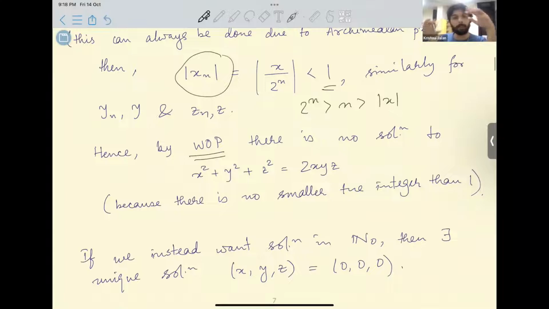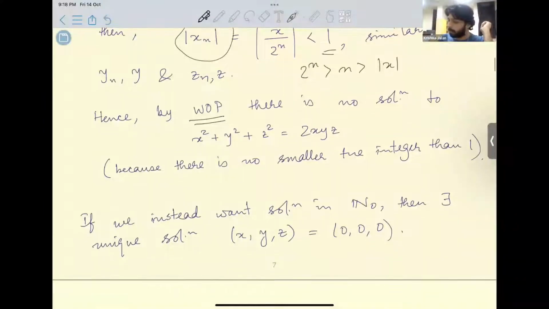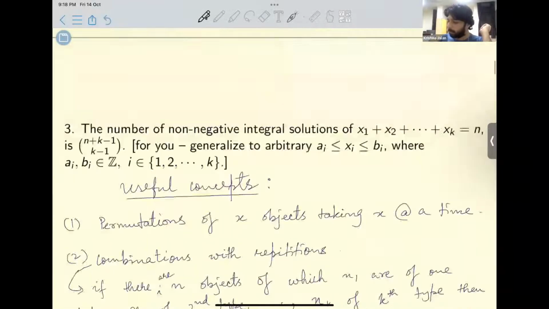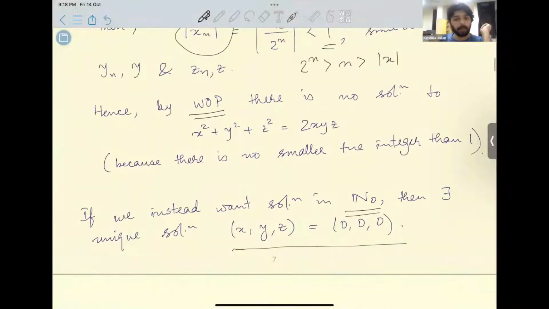So similar arguments hold for yn and zn. So naturally, this has no solution in the set of natural numbers. But instead, if we had wanted to solve in the whole numbers, including 0, there would be a unique solution, which is 0, 0, 0. That is pretty much obvious. Okay, so any questions with regard to this?